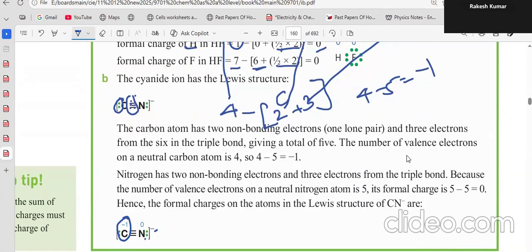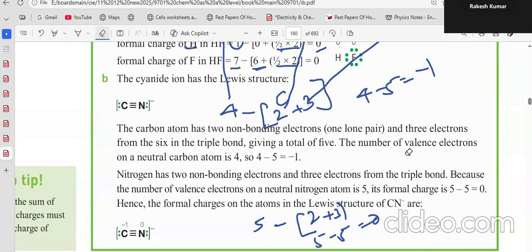What about nitrogen? Nitrogen initially has 5, minus the number of lone pair electrons. What are the lone pair electrons here? 2. So you write 2 here. And then half of these 6, so plus 3. So 5 minus 5 is 0. So it's got no charge. So out of CN minus, who's really holding the charge? Carbon, not nitrogen. Though it might appear that nitrogen will hold it, no.